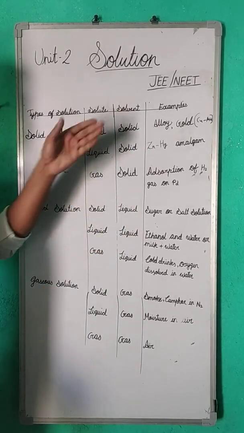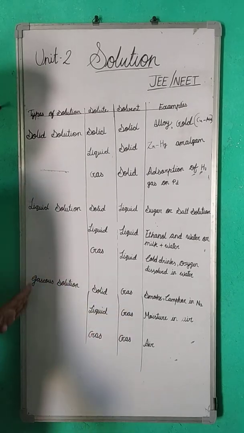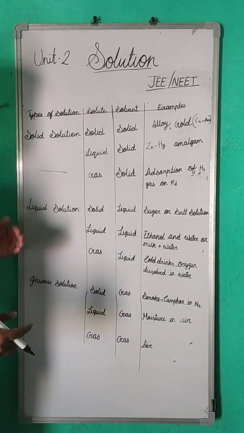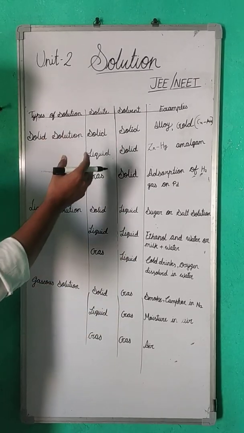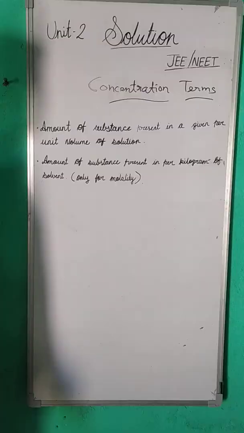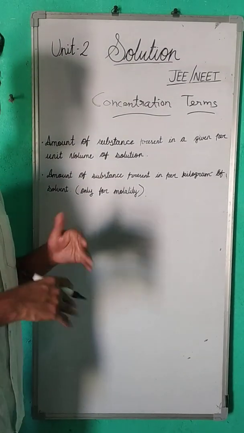If the solvent is solid, it is a solid solution; liquid, a liquid solution; gaseous, a gaseous solution. This is not a very important topic, but just for your information, it is a good topic. You should remember the examples based on the type of solution. Okay, so we have seen types of solution.